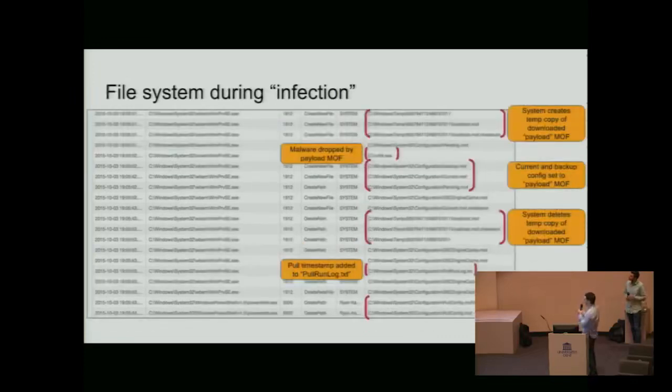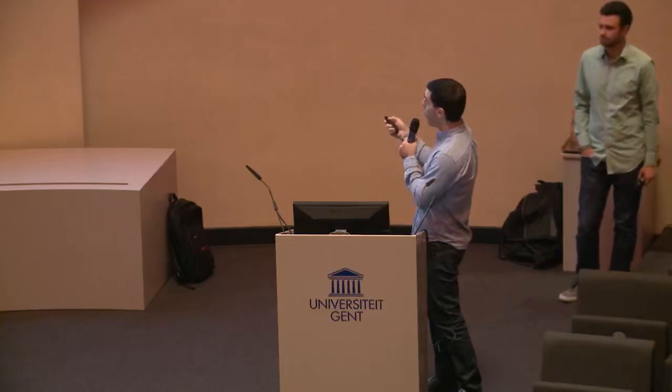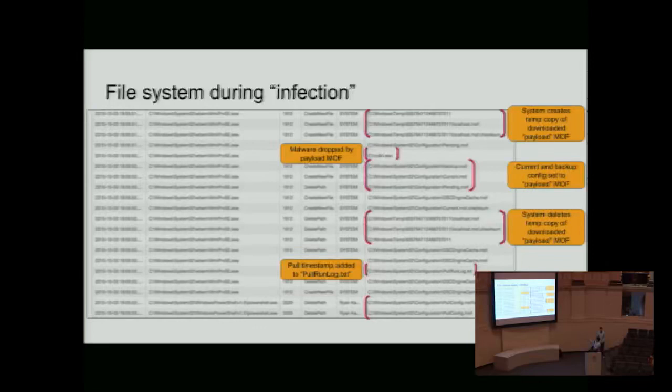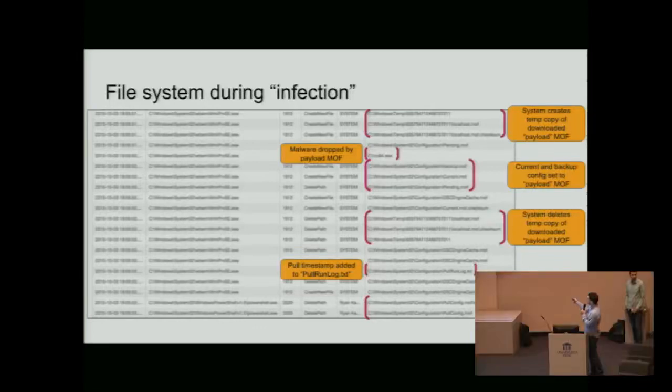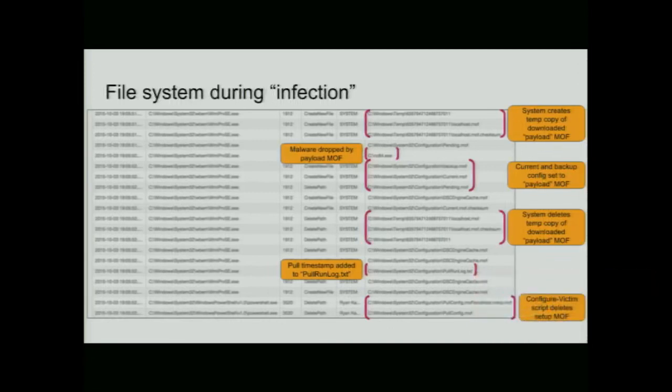And then the rest of it is mostly just MOF files getting moved around. You have a temp directory that Windows generates as a temporary holding place for the configuration itself, the payload. That's called localhost.mof, in a subdirectory under Windows temp with a random number. We see the malware file get dropped here. The localhost.mof is copied over to backup and current.mof. And then the system deletes the temporary files. The pull run log gets updated. And then the configure script that we added deletes its own setup MOF, and now you're done. So basically, even though it leaves evidence on disk, if you weren't monitoring changes, it's fairly covert, I think.